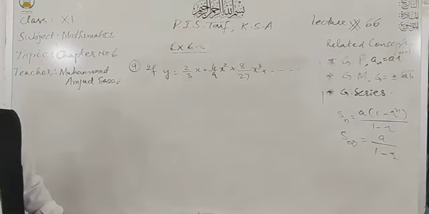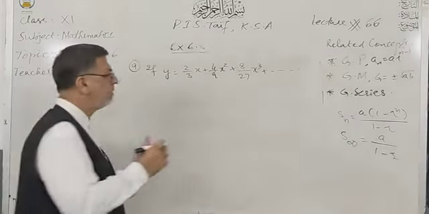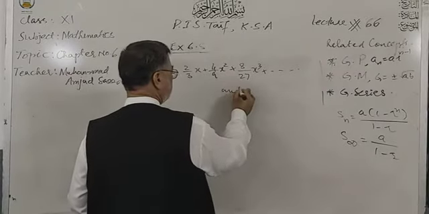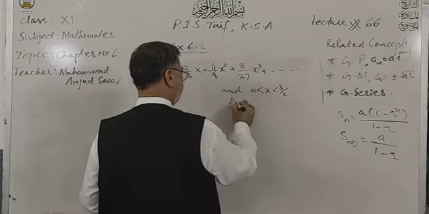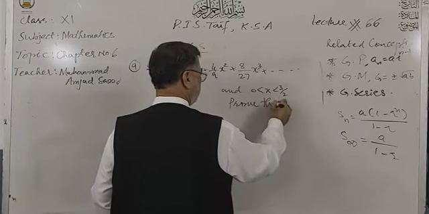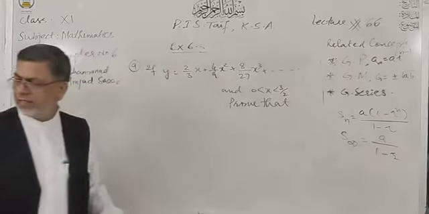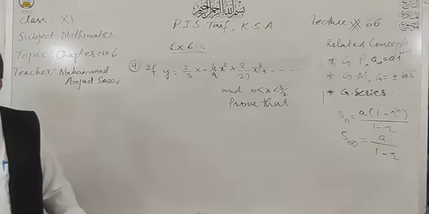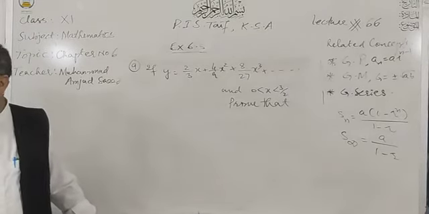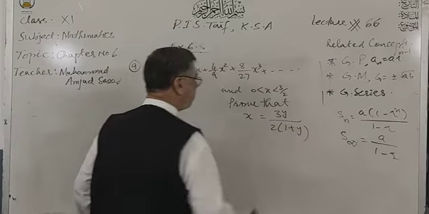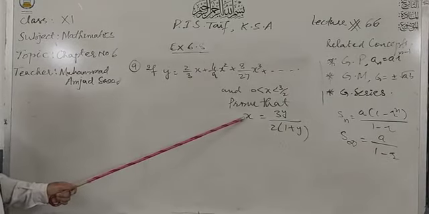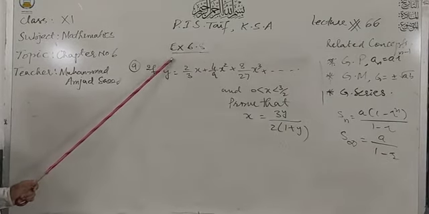If x is in between 0 and 3 by 2, then prove that x is equal to 3y over 2 into 1 plus y. Dear students, this is our required answer. This is a geometric series.